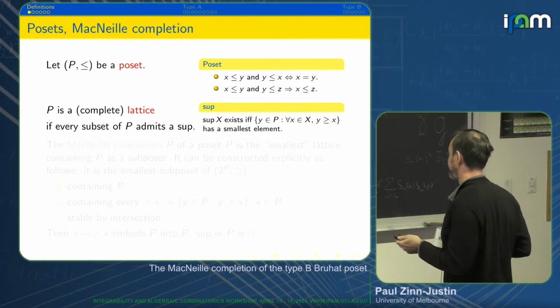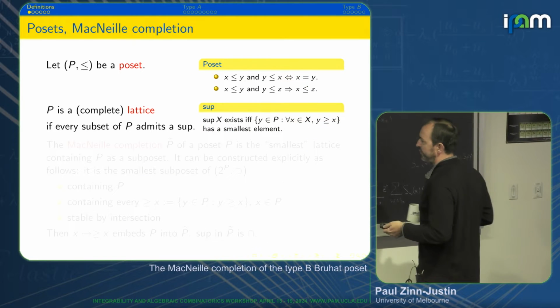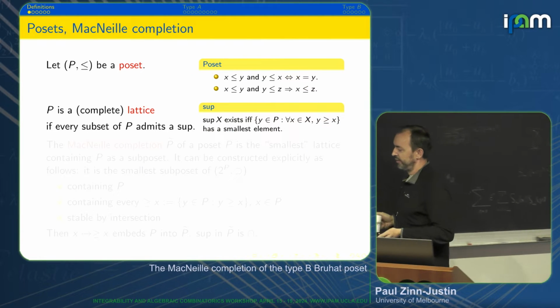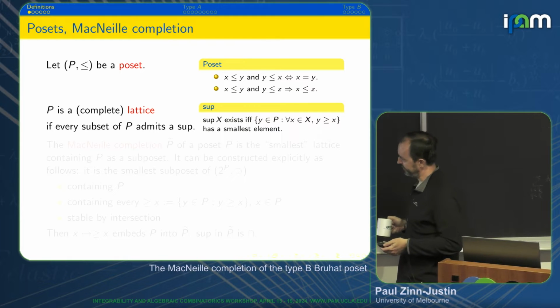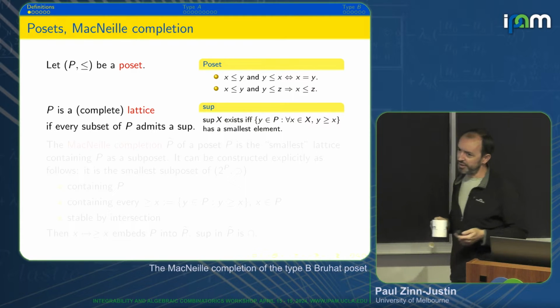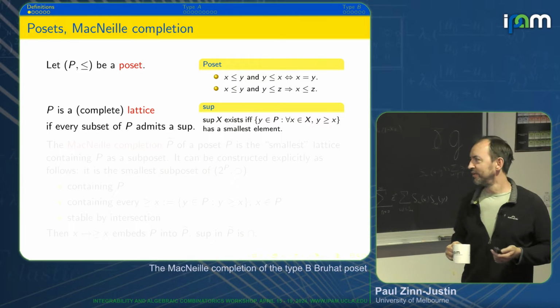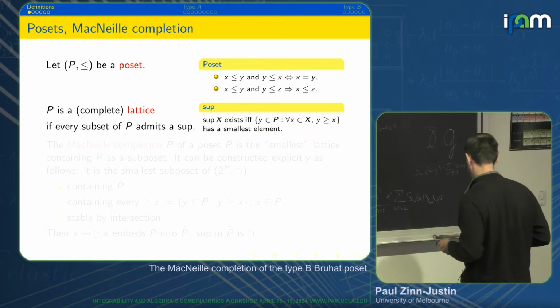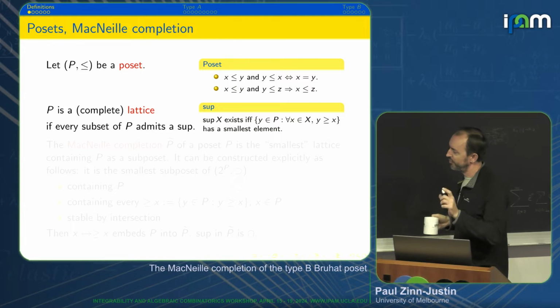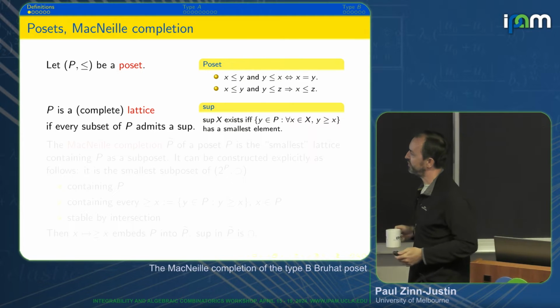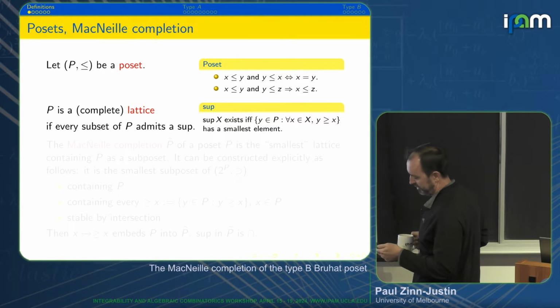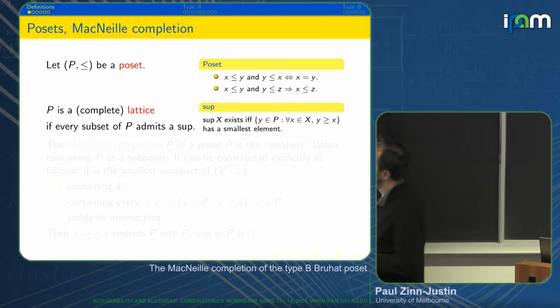So P is a lattice, or more technically, a complete lattice, if every subset admits a least upper bound, like a supremum, right? And incidentally, if you've never thought about this, probably you have, but if every subset admits a supremum, then it also admits an infimum. So it's completely symmetric. But you might as well just give one of the two properties.